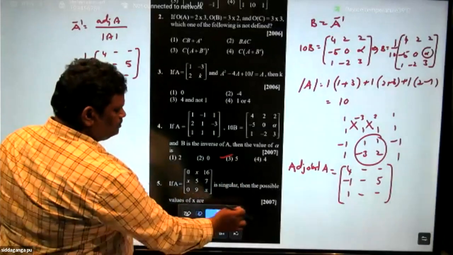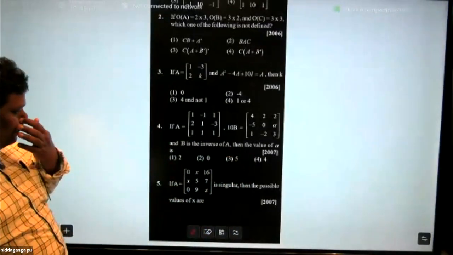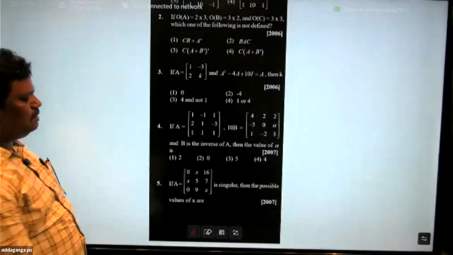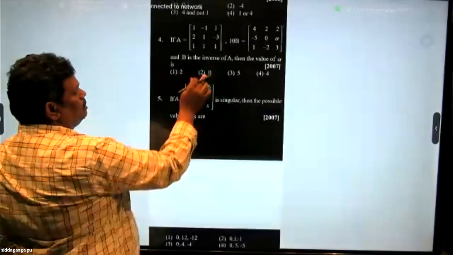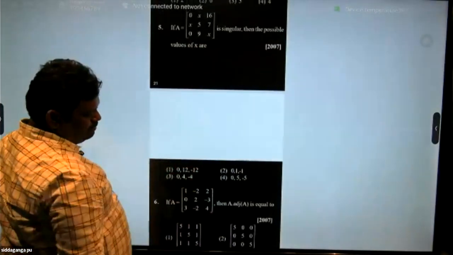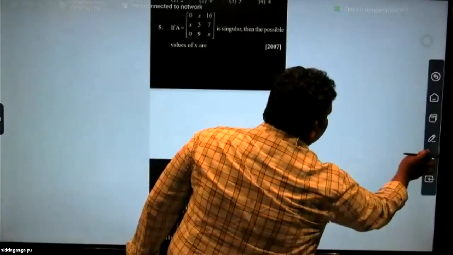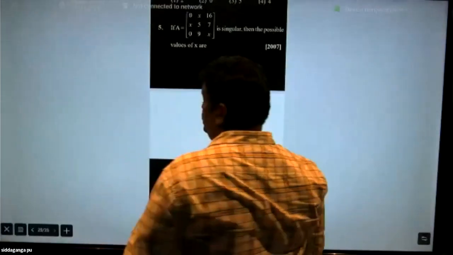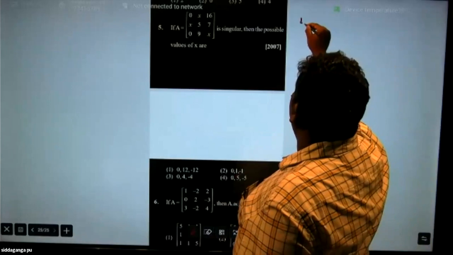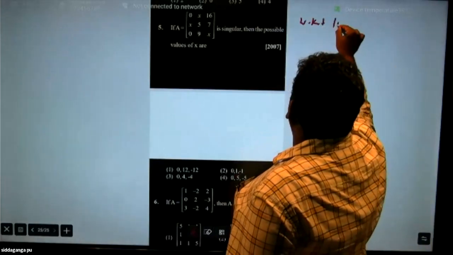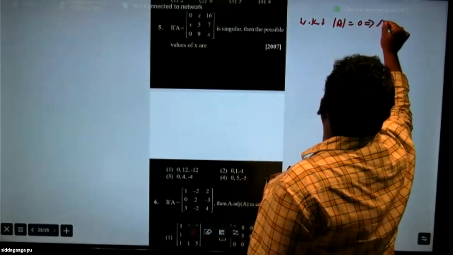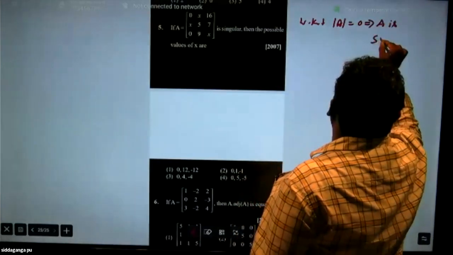Okay, right. Next one: if A is equal to this matrix and is singular, they want to find the possible values of X. Now, what is a singular matrix? Yesterday we discussed that a matrix whose determinant is equal to 0 is singular. So we know that det A equals 0. That implies A is singular.